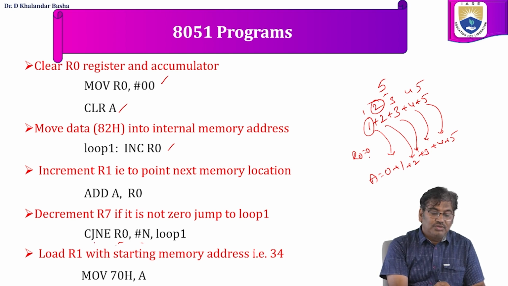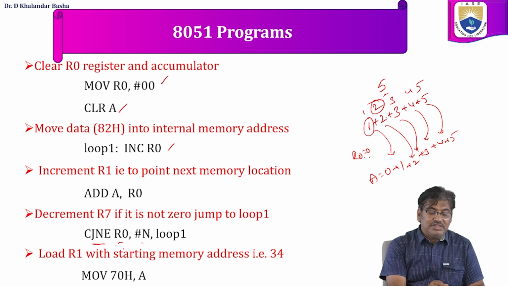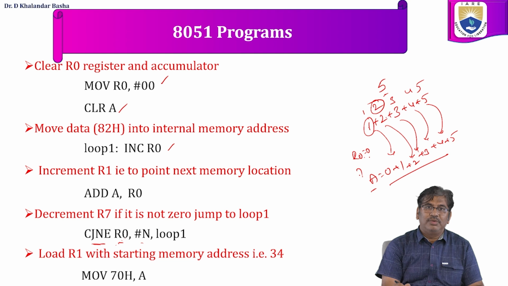If it is non-zero, meaning not equal, then go to loop 1. In loop 1, we advance to the next value, which is added to the accumulator. This loop is iterated until the R0 value, starting from 1, reaches n. Once R0 content is equal to n, the condition fails and it comes out of the loop. After the addition, the result is in the accumulator.